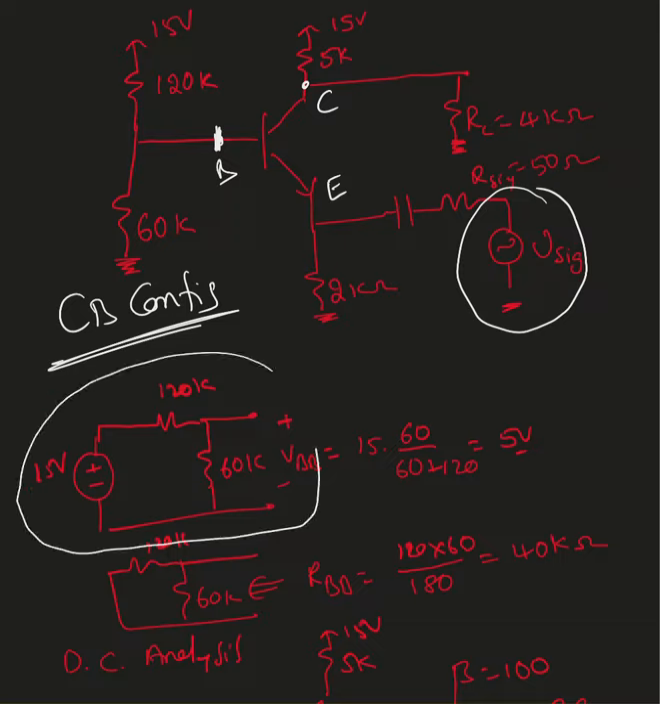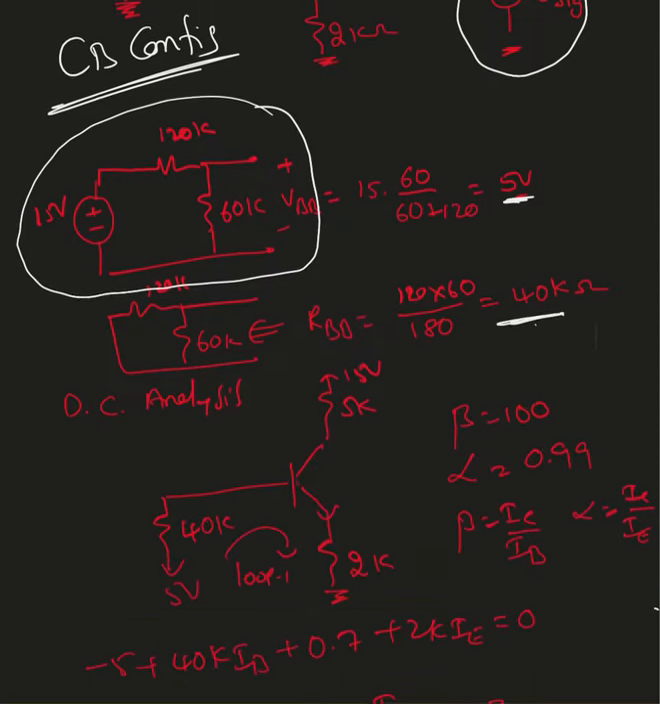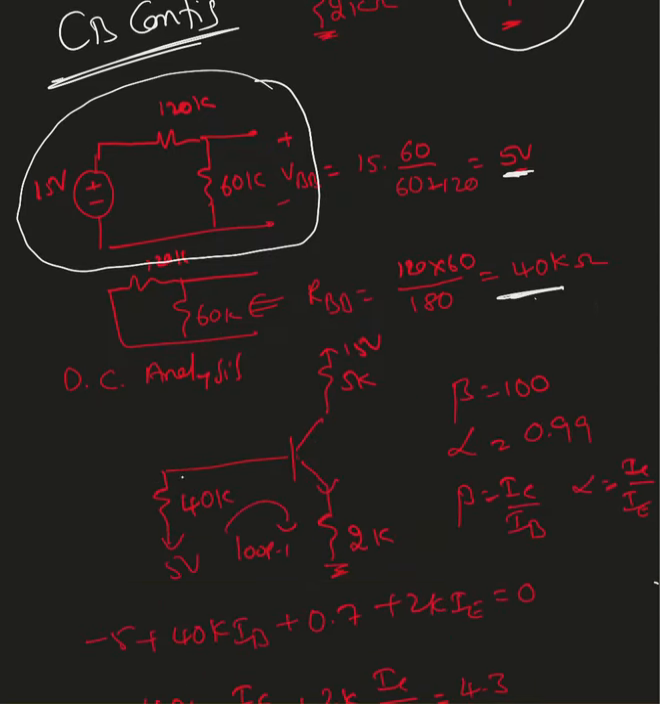This is the circuit you're going to see, and I found the Thevenin equivalent circuit. I found the Thevenin equivalent voltage V Thevenin, and the Thevenin equivalent resistance R Thevenin, which is 5 volts and 40 kilo ohm. So the circuit on the base side is going to look like this: the 40 kilo ohm and 5 volt. I'm going to do the DC analysis here. The beta value is given as 100.